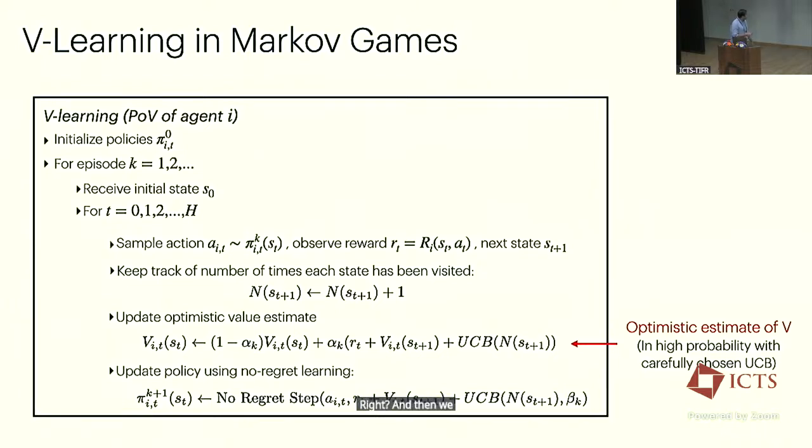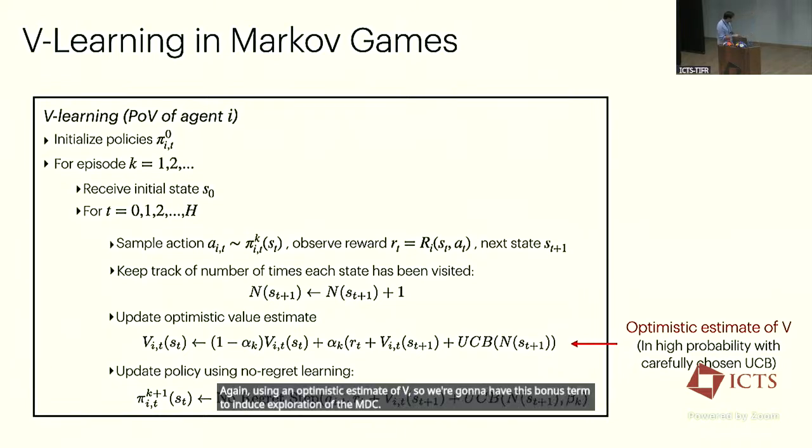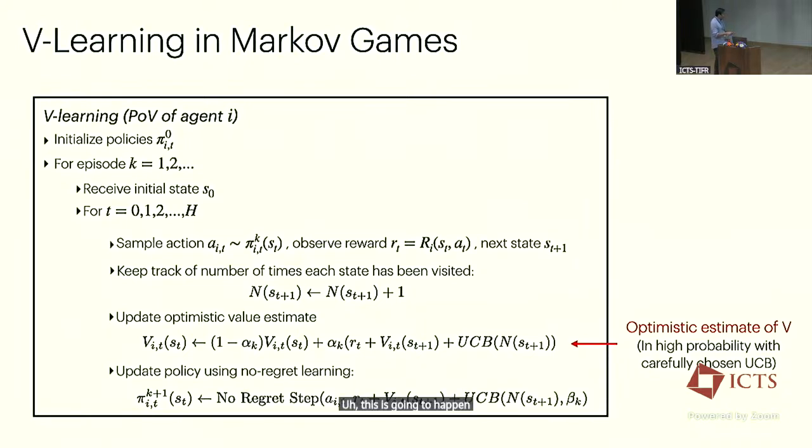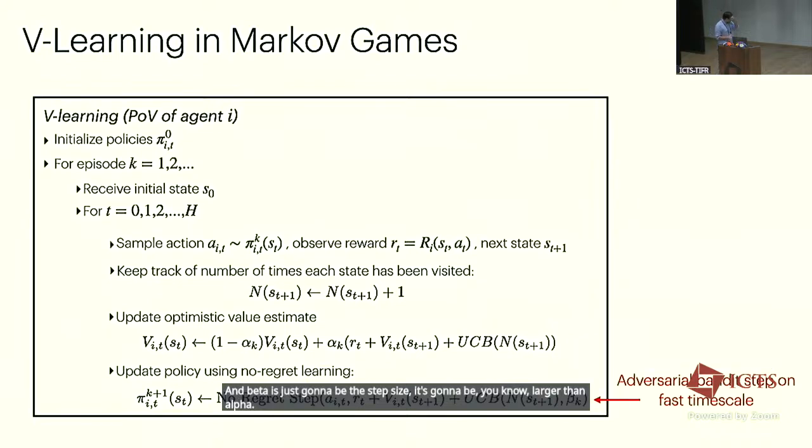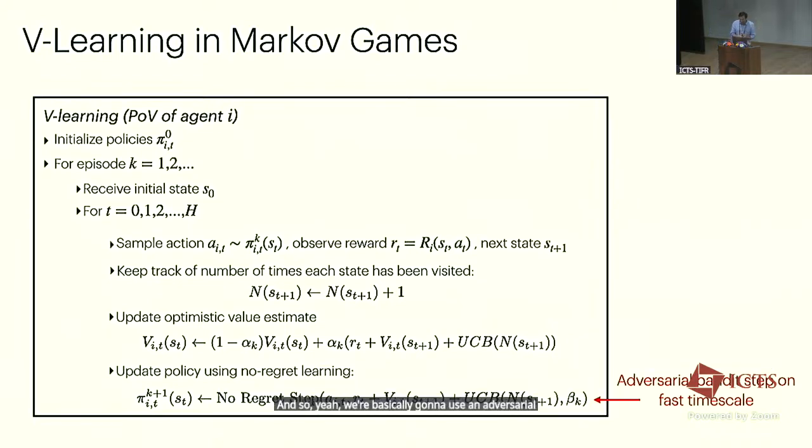Then we compute our optimistic value function using basically the same recursion as we saw before, again using an optimistic estimate of V. We have this bonus term to induce exploration of the MDP. This is going to happen on a slow time scale, so alpha is going to be much smaller. Then on a fast time scale, we take one step of a no regret algorithm based on the action that we got and this loss here. Beta is the step size, and it's going to be larger than alpha. So we're basically using an adversarial bandit algorithm on the fast time scale.